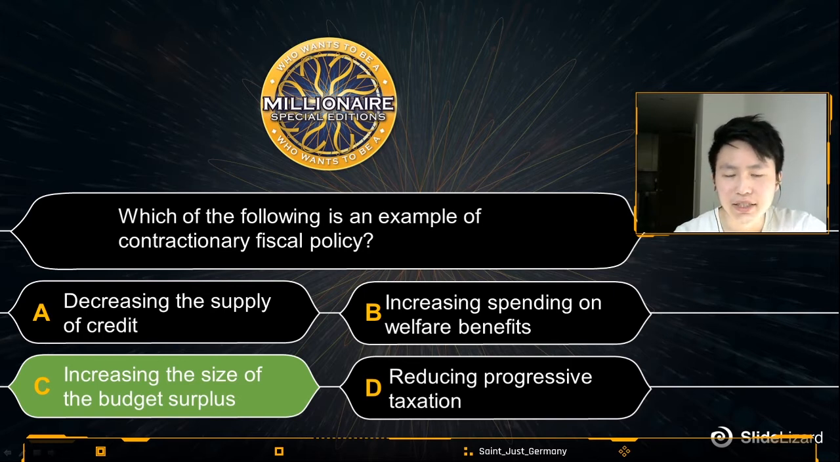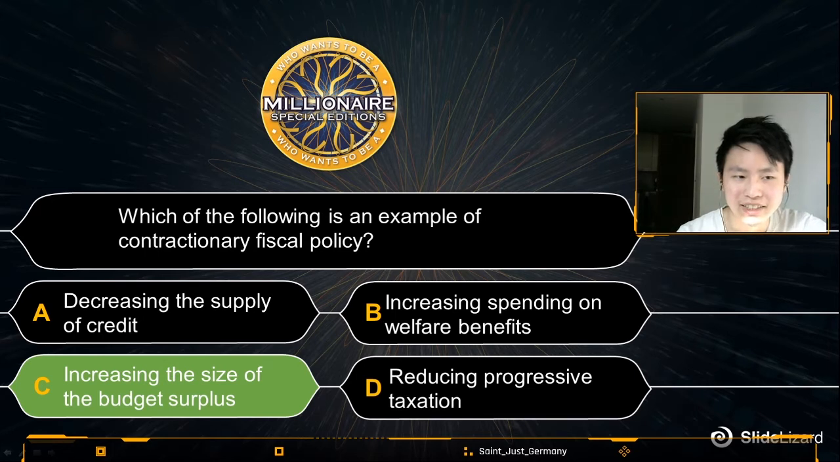Because a budget surplus is when the government is spending less than they take in tax revenue. So if we increase the size of the budget surplus, that means either the government is taxing people more, or the government might be spending less, to have more of a surplus. So therefore, C would be an example of a contractionary fiscal policy.